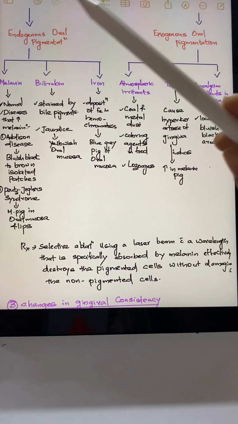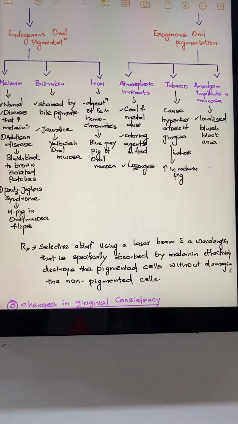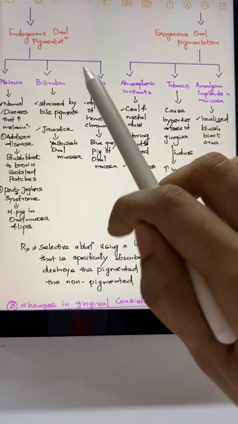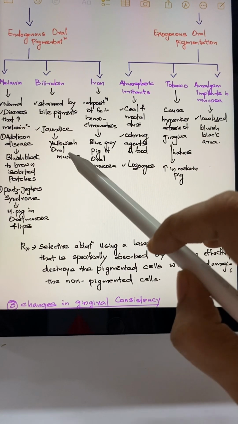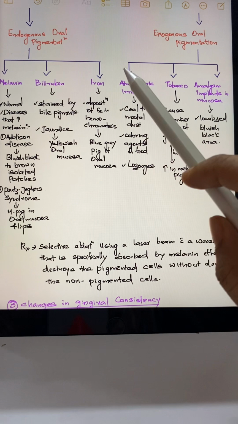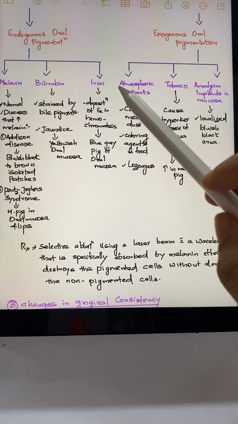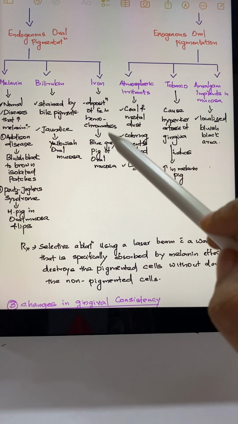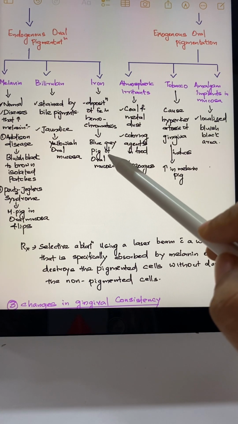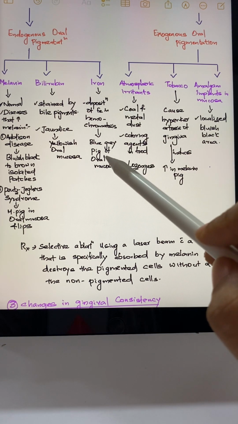When we talk about bilirubin, we can see it is stained by bile pigments. So in case of jaundice, the color would be a yellowish oral mucosa. Then iron: deposition of iron in hemochromatosis. In this case, we can see the gingiva with a blue-gray pigmentation.